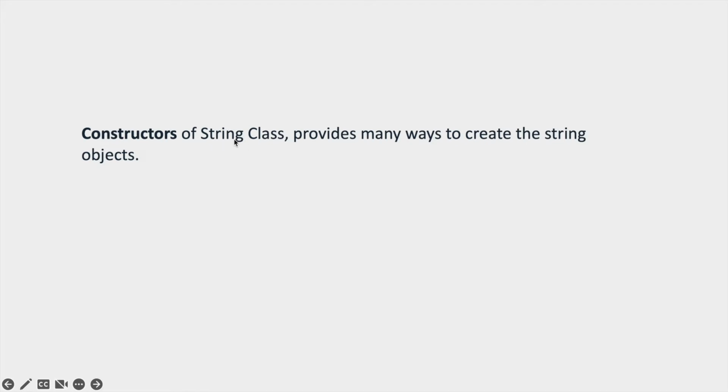The constructors of the String class provide many ways to create string objects. In Java, we can create string objects in two ways: one is the new operator and another is the literal. When you create objects using the new operator, there are 13 constructors available for the String class. Now we will talk about the most commonly used constructors of the String class in this video.